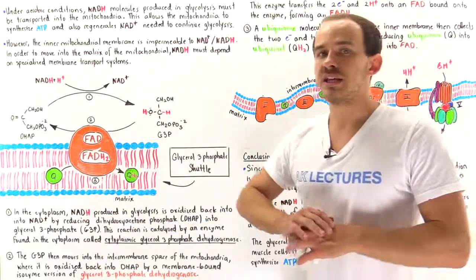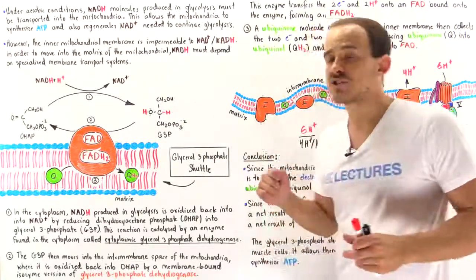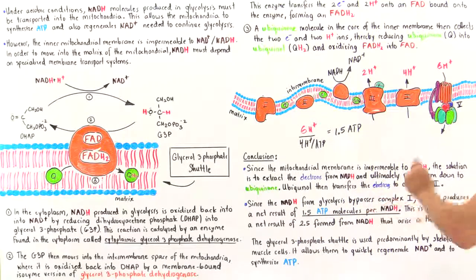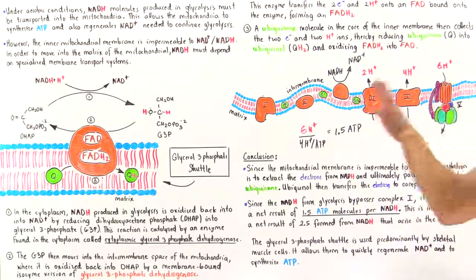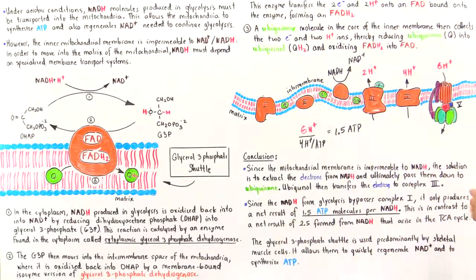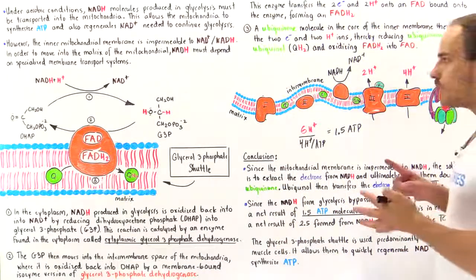And then ubiquinol essentially completely bypasses complex 1 because it gives the 2 electrons onto complex 3. And since NADH from glycolysis bypasses complex 1, it only produces a net result of 1.5 ATP molecules rather than the 2.5 which are produced from the NADH that is formed in the citric acid cycle that takes place in the matrix of the mitochondria.